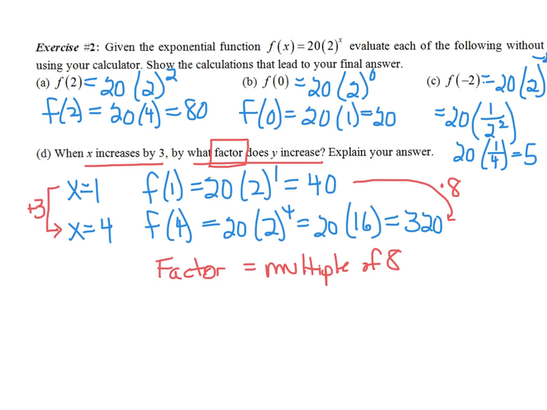Now if we think about this, why would this answer make sense? Because if we are going from an exponent of 2 to the 1st to an exponent of 2 to the 4th, we're actually multiplying by an extra 2 to the 3rd. But 2 to the 3rd is equal to 8. So that makes sense that we're increasing our answer, our y value, by a factor of 8.